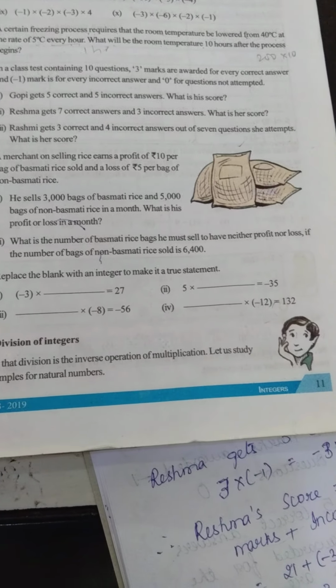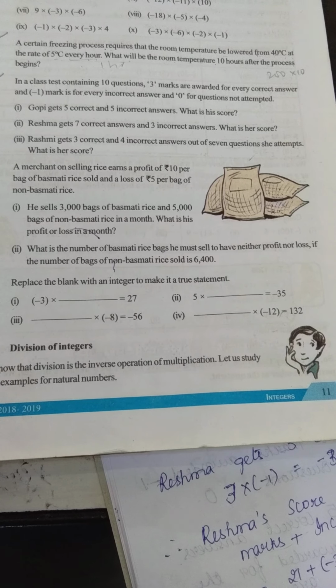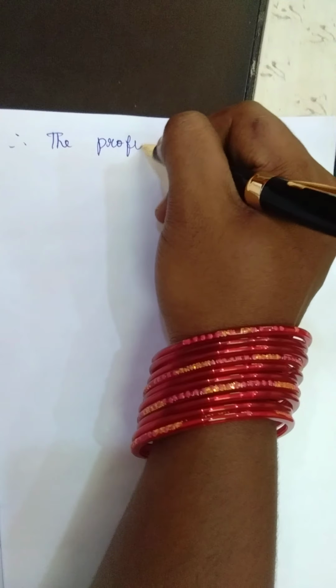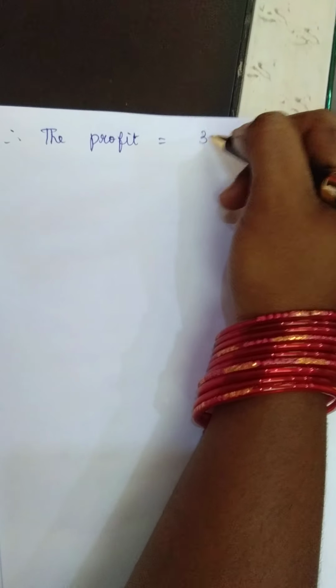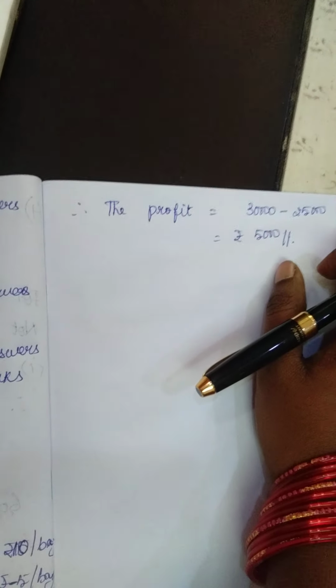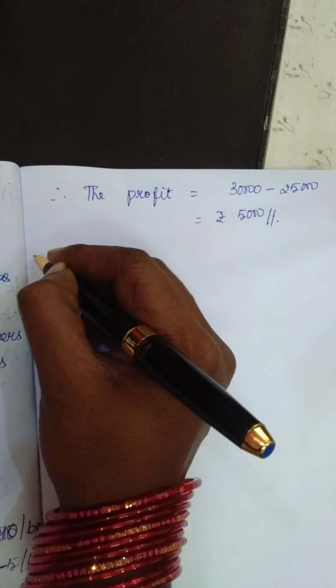Okay, therefore his profit or loss in a month: the profit equals 30,000 minus 25,000. How much? 5,000 he is getting as profit. Clear? This is your answer. If you subtract those two values, profit minus loss, he is getting a profit of 5,000 rupees. Okay, this is how you have to do.